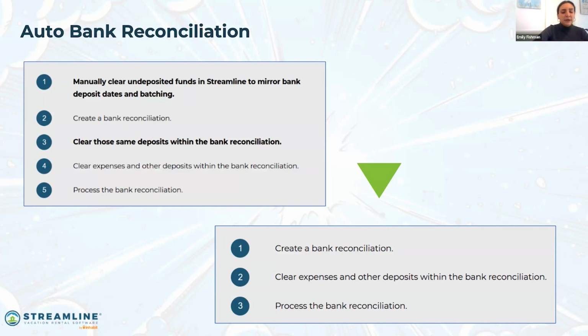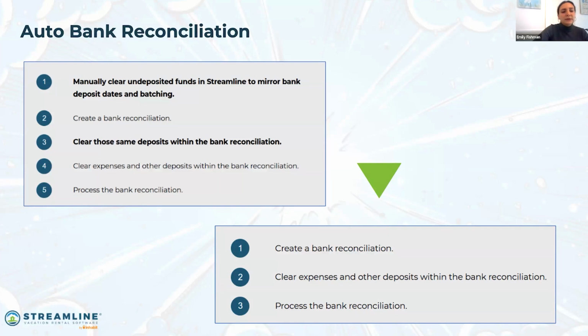So what this feature does is, Streamline, as your property management system, doesn't have access to your bank account. Now, Lynbrook, as your gateway, does. And because they're in that same ecosystem, we're able to build that into our API. So instead of what you see on this left-hand side, manually clearing all of your undeposited funds, then creating the bank reconciliation, then clearing those exact same deposits within the bank reconciliation you just did, clearing the expenses, deposits, and so on and so forth, a lot of manual work.